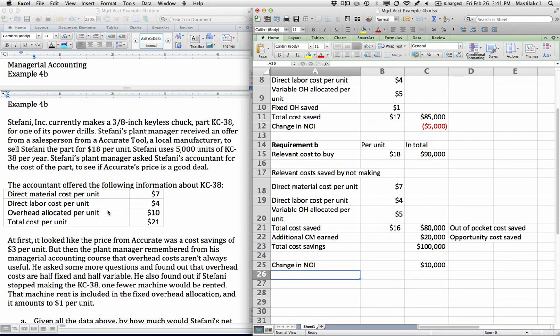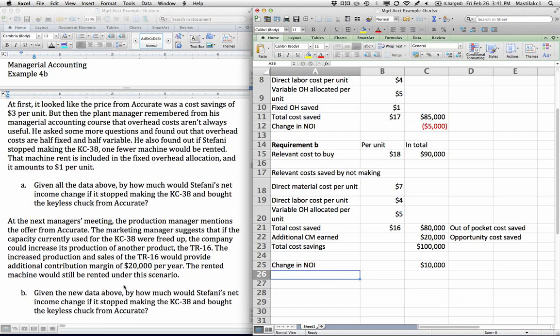This points out two important things about relevant cost. First of all, your overhead allocated per unit is probably not going to be the right number. It's relevant for its purpose of helping generate financial statements, cost of goods sold, cost of inventory on the balance sheet, but it doesn't mean it's variable or relevant or incremental to a particular decision you're going to make.